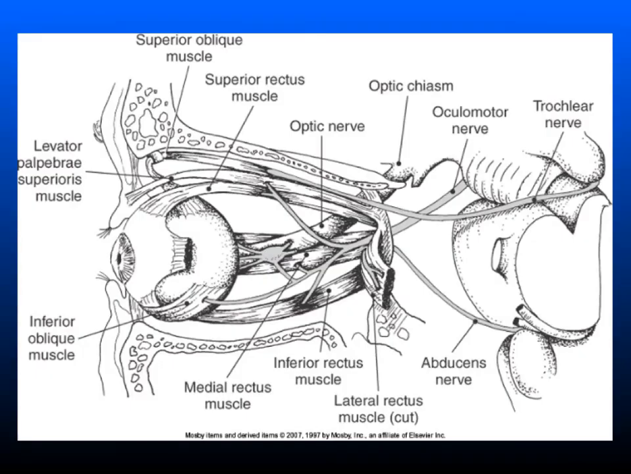Okay. Next, again, another picture that shows the optic nerve really well, oculomotor nerve, trochlear nerve well. Get yourself familiar with these pictures. Again, I'm not going to ask you to identify these nerves in images.